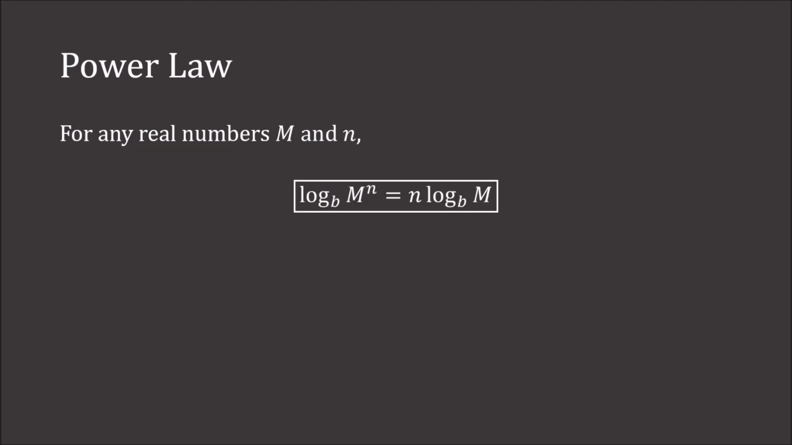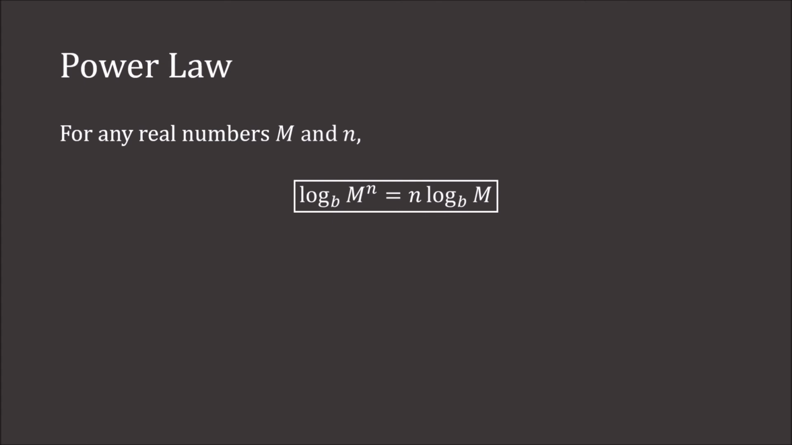So for any real numbers M and N, log base b of M to the n is n times log base b of M. So what this says is we can take the exponent of what we're taking the logarithm of and bring it down as a constant multiple. Right? So it's now that power times the log of the number M to the base b.